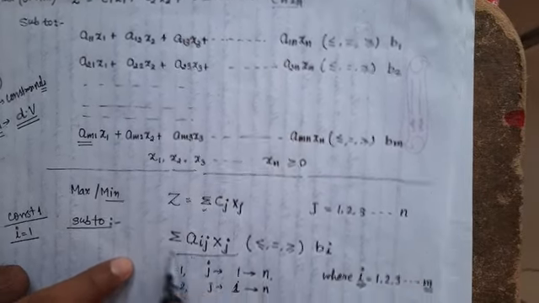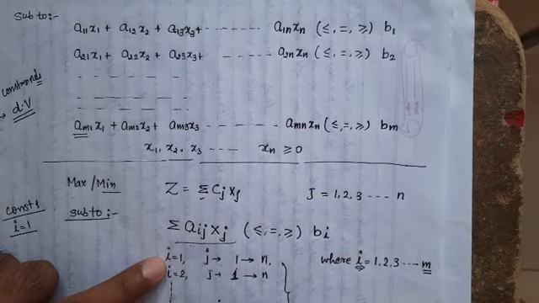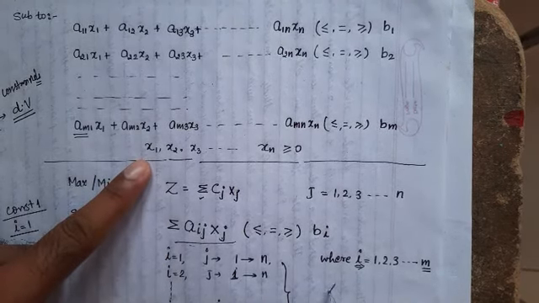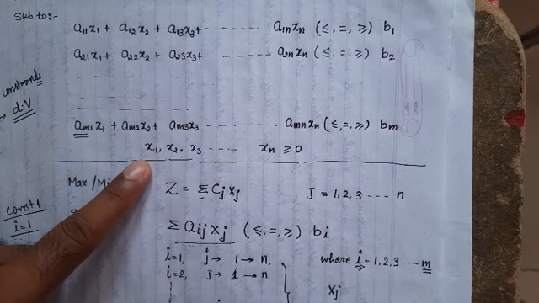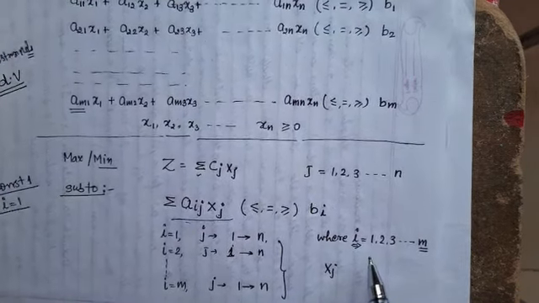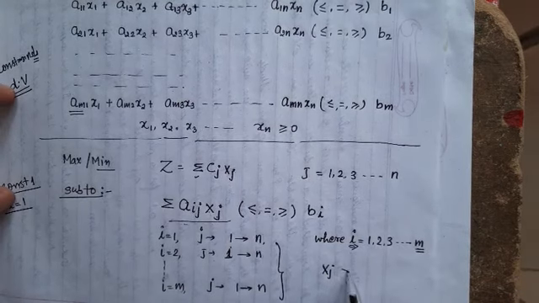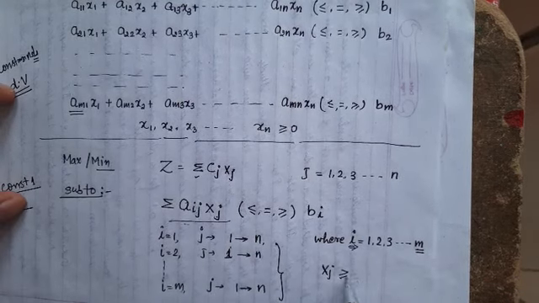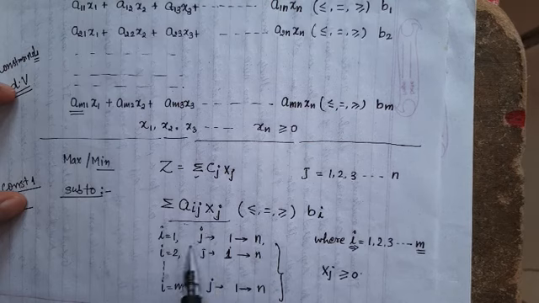And finally, the non-negativity of the variables: I will write xj, because there are n variables, so xj will be greater than or equal to 0.